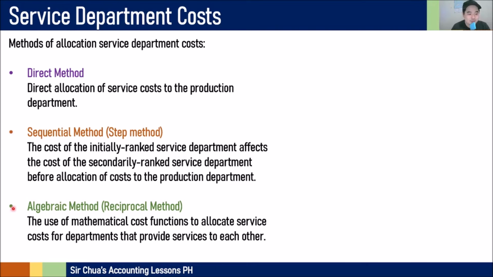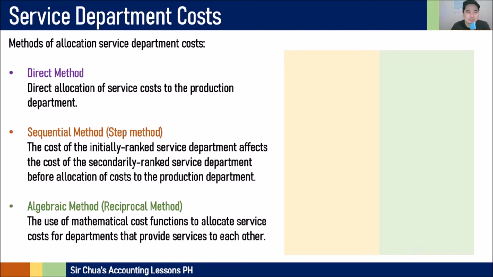And then for the algebraic method, you will use that when there is reciprocal provision of services to each other, and there will be mathematical cost functions in algebra that we need to do later. Okay, so for you to further understand the difference between the three, let us look at this diagram. Let's first talk again about the direct method.